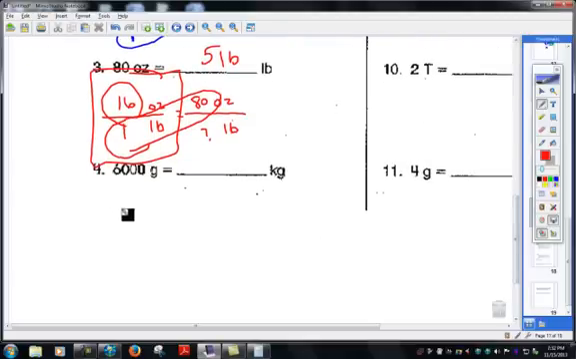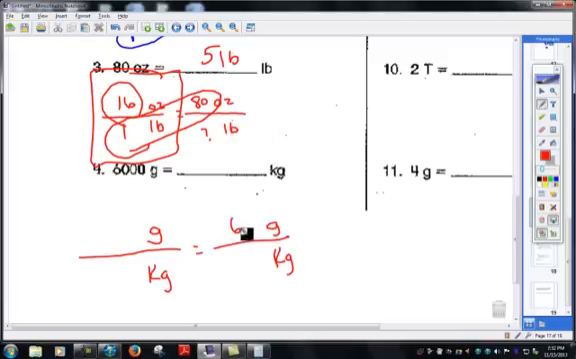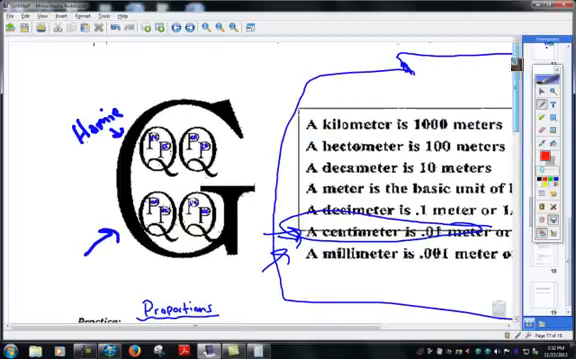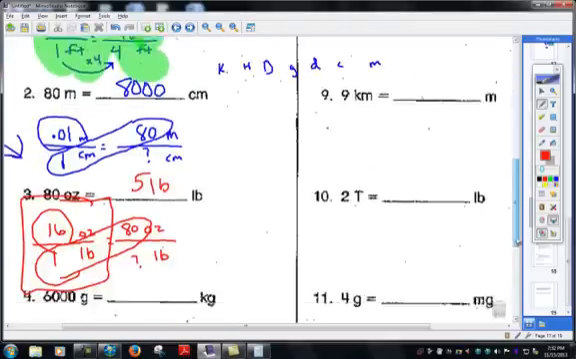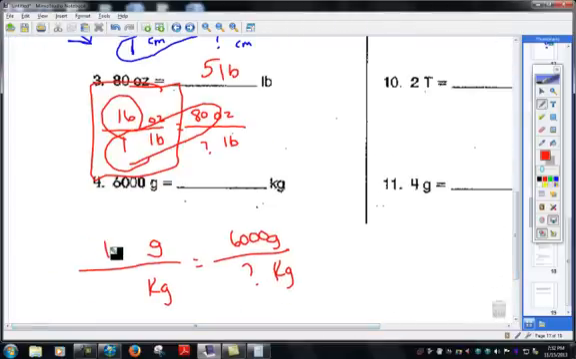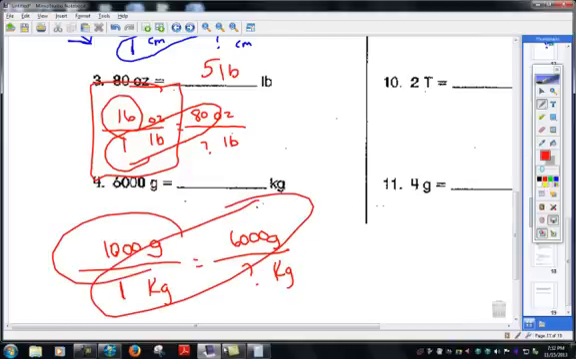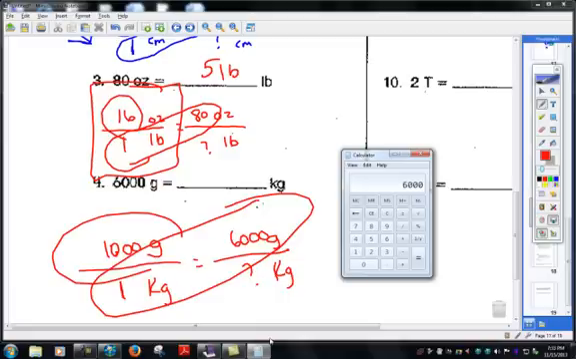I have 6,000 grams, so I'm comparing grams to kilograms. I know the actual amount of grams is 6,000. I don't know the conversion, so I've got to go up and look at my conversion factor, and I say, okay, 1 kilogram is 1,000 grams. So I go back down, and we cross multiply and divide. It's going to be 6,000 divided by 1,000, which gives us 6 kilograms.